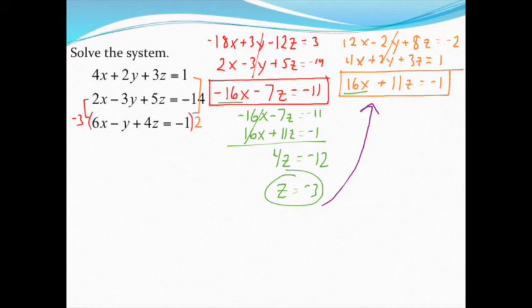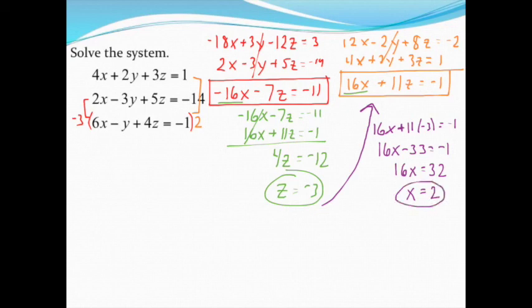So I'm going to find x next, it looks like. So 16x plus 11 times negative 3, which is what we just learned that z was, would be equal to negative 1. If I solve that, I get 16x minus 33 equals negative 1, so I'll add 33 to both sides, so I get 16x equals 32, which means x must be 2. Again, circle that. You don't want to lose that in all your work. So there's our second variable, 2 down and 1 to go.